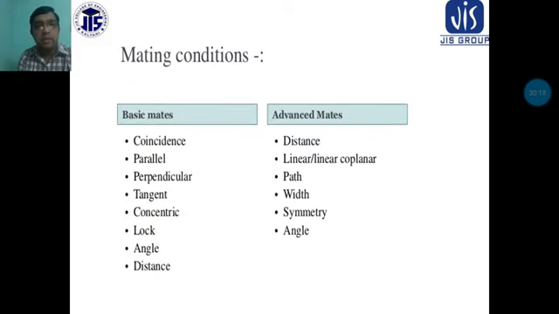And mating conditions: the basic mates and also the advanced mates. The basic mates are coincident, parallel, perpendicular, tangent, concentric, lock, angle, and distance. The advanced mates include distance, linear coupler, path mate, symmetry, and angle.